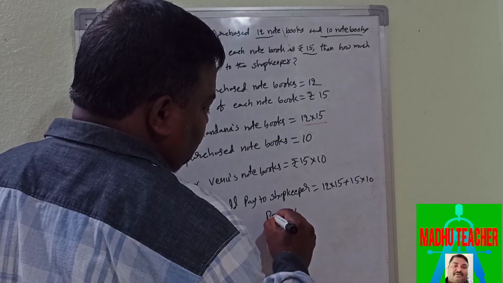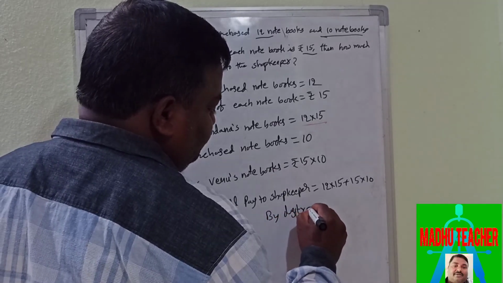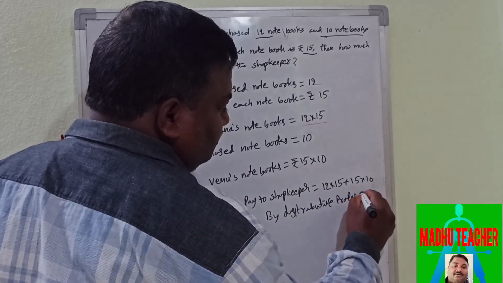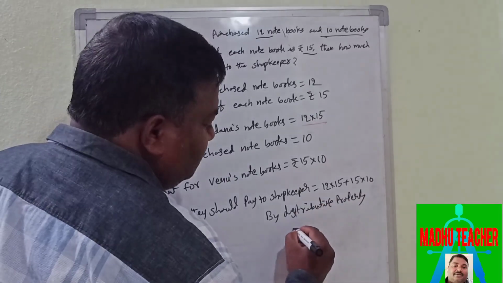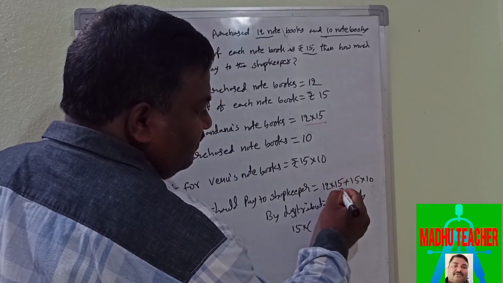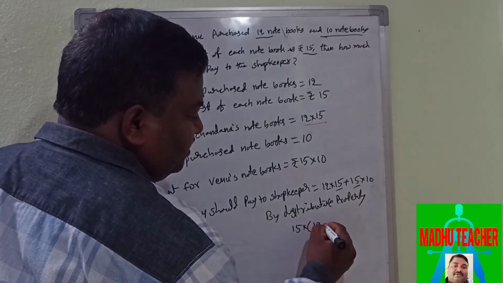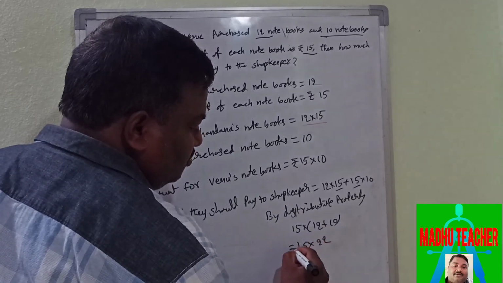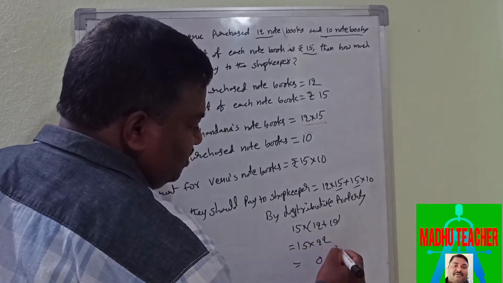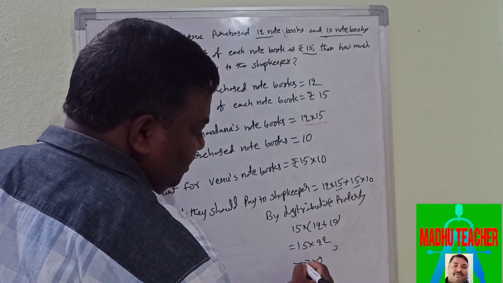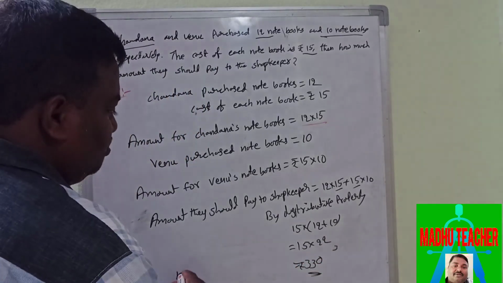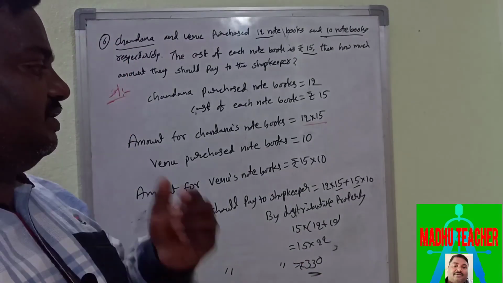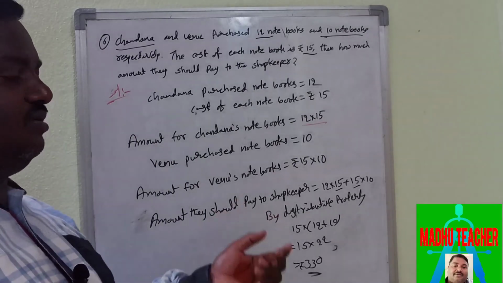By distributive property, we can write 15 into 12 plus 10. So that is 15 into 12 plus 10, 22. So that equal 15 2s are 30 plus 3, 33. 330 rupees. Amount they should pay to the shopkeeper is 330 rupees. Like this, simplify the problems by using properties.